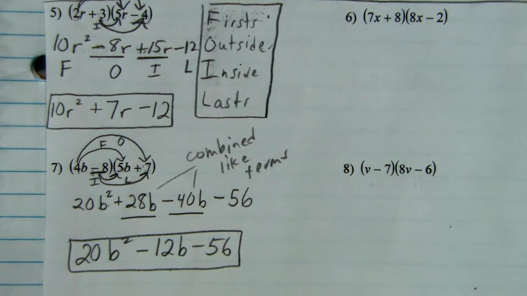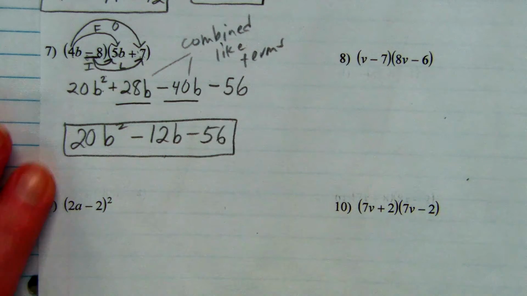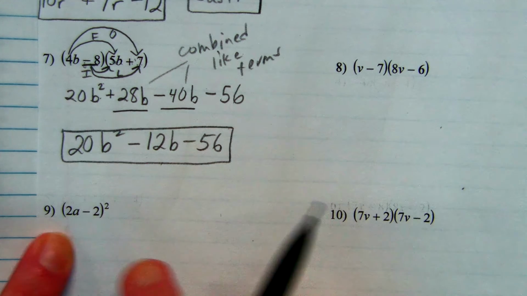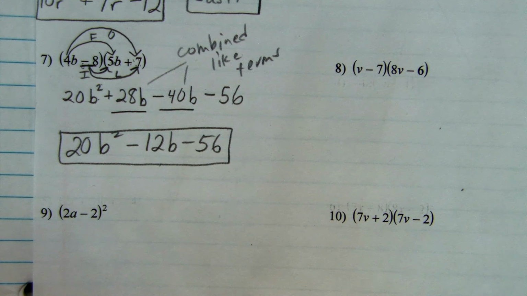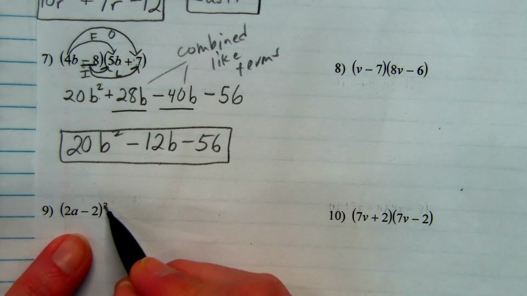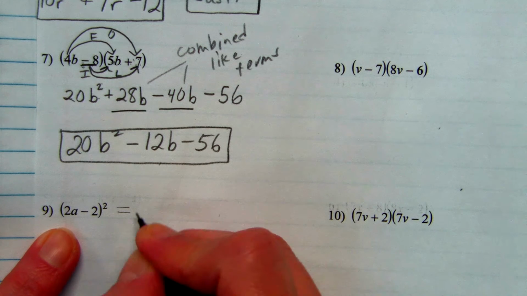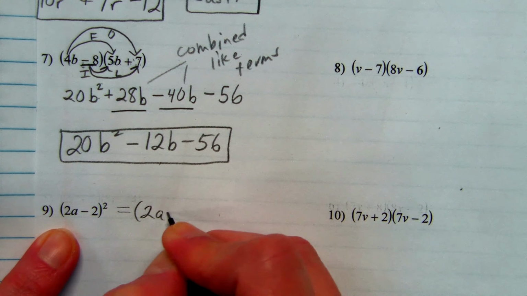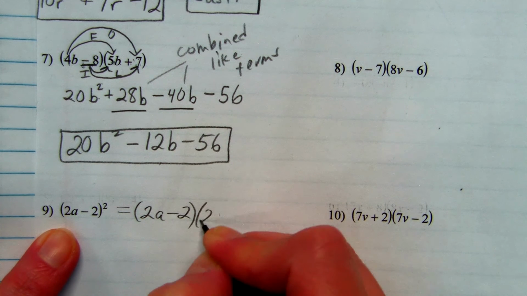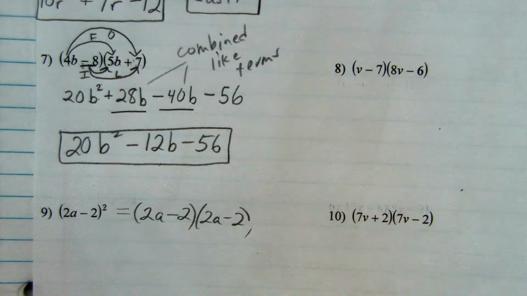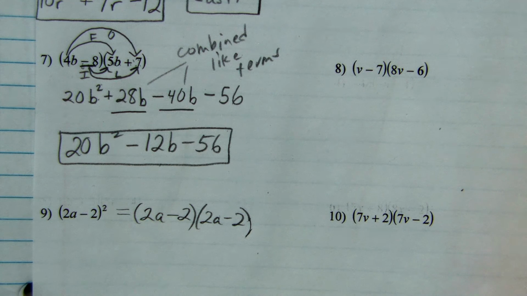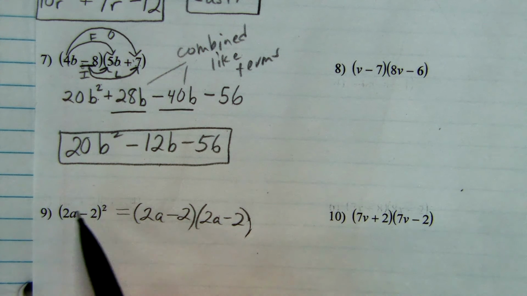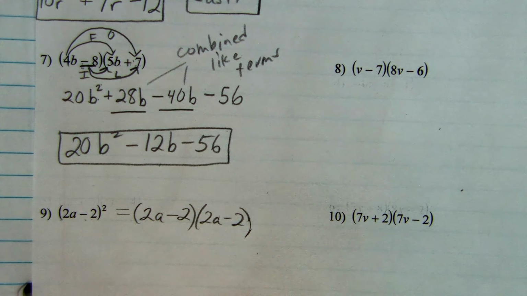And then I put number 9 on here on purpose because these show up a lot later on. It doesn't look like it's the same problem, but they have this squared here. And what that means is I'm going to take 2a minus 2 times itself. So the first thing that you're going to do is just write it out twice, and then you can use FOIL. A lot of people will just try to square both of these. It doesn't work. You have to write it out and use FOIL.